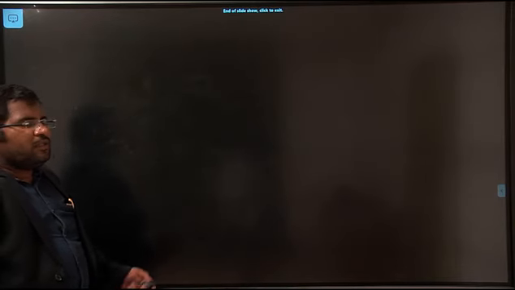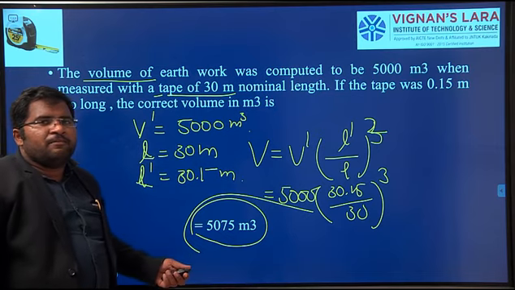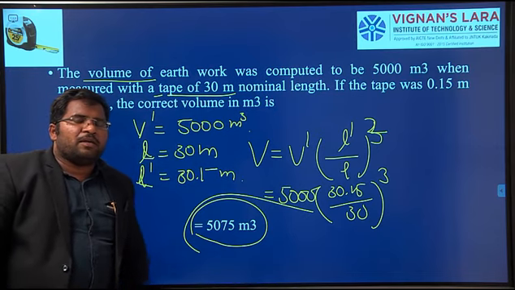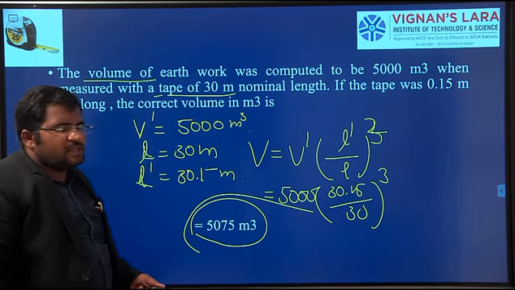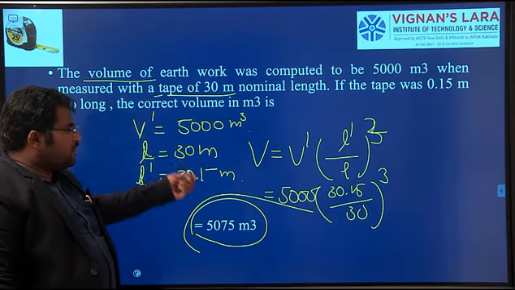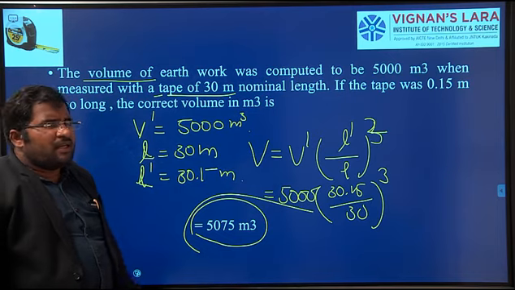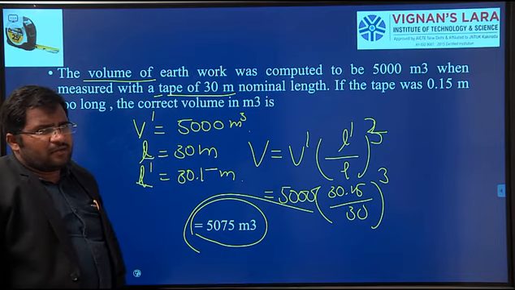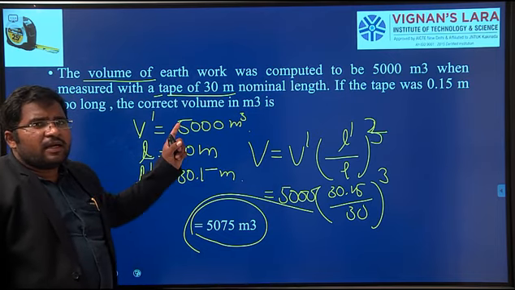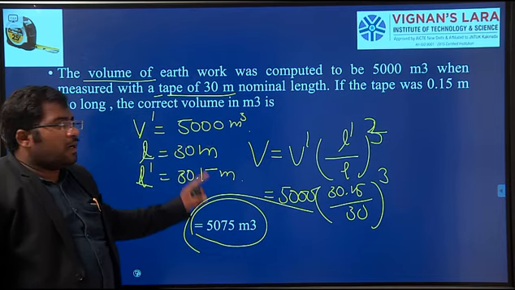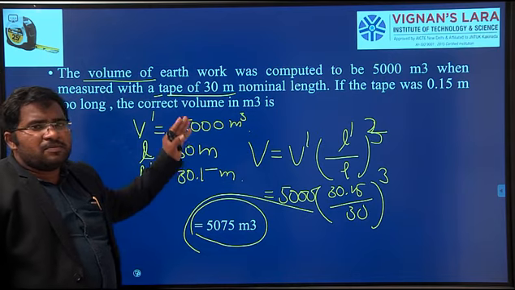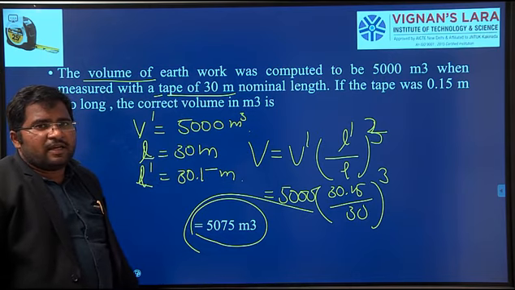So in today's class we discussed numerical problems on tape corrections, as well as the corrections for chain and tape. If you encounter an error, this is how we get the correct values. We saw the correction for length, correction for area, correction for volume, and we also solved 3 different problems for all 3 cases. Thank you.